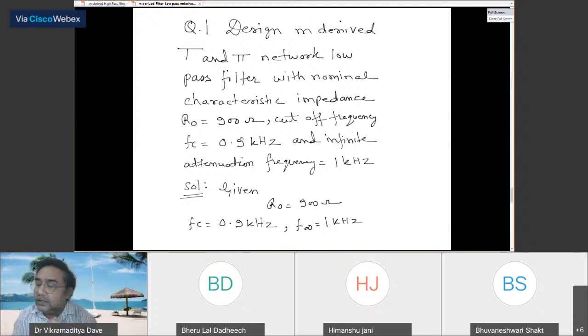So very soon you will get the infinite attenuation, a very large attenuation in the stop band. Okay, so let us perform. First of all, what is given that I have marked here: R naught is given to you, and you can see that R naught is nothing but 900 ohm. Then you have been given the cutoff frequency 0.9 kilohertz and the infinite frequency 1000 hertz or 1 kilohertz. Now let's find out the two sections, the T and pi network of this low pass filter.